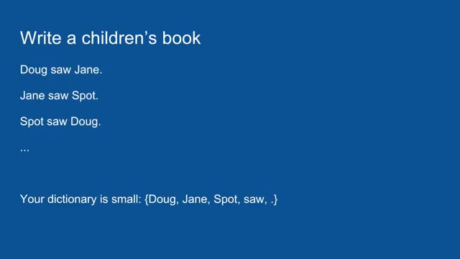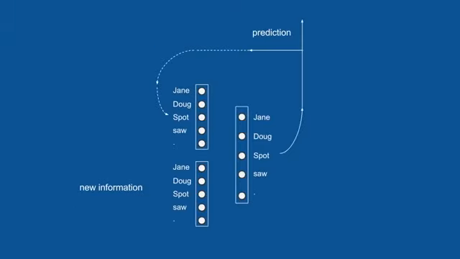Now to show how they don't meet all of our needs, we're going to write a children's book. It'll have sentences of the format, Doug saw Jane. Jane saw Spot. Spot saw Doug. And so on. So our dictionary is small, just the words Doug, Jane, Spot, saw, and a period. And the task of the neural network is to put these together in the right order to make a good children's book. So to do this, we replace our food vectors with our dictionary vectors.